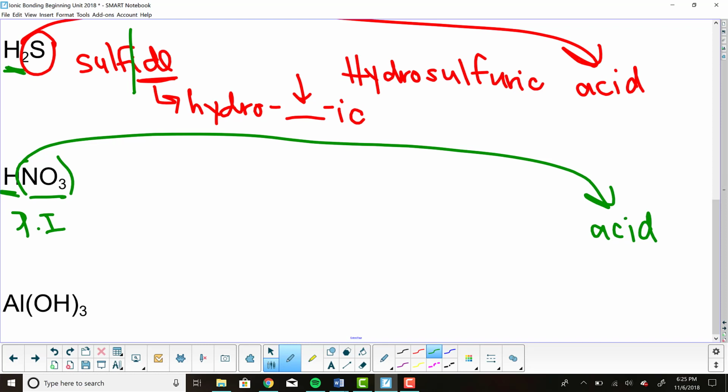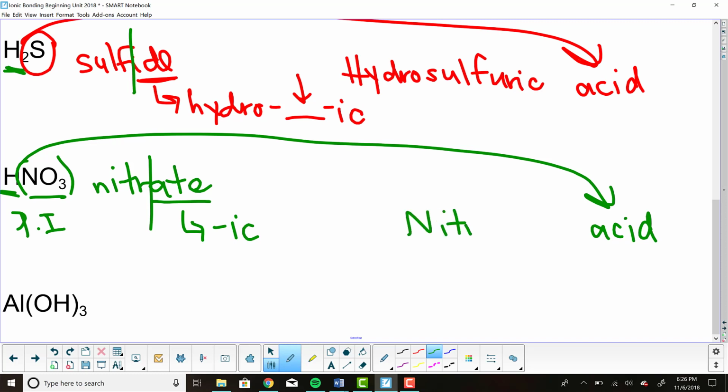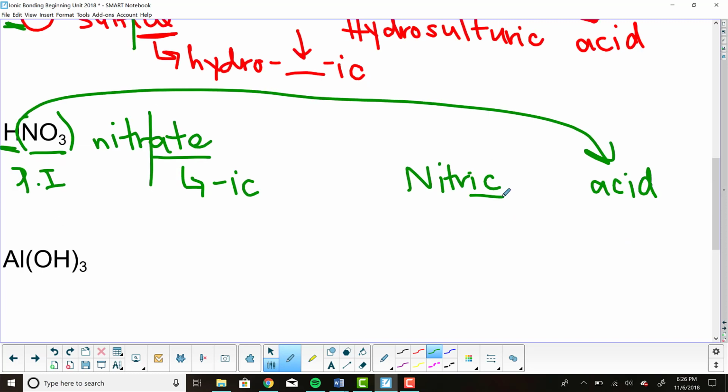Okay, but what is the name of this polyatomic ion? Nitrate. Nitrate has an ate ending. Ate endings go to an ic ending. Ate to ic, ite to ous, ide to hydro-ic. So if I change the ending, I'm going to write nitric acid.